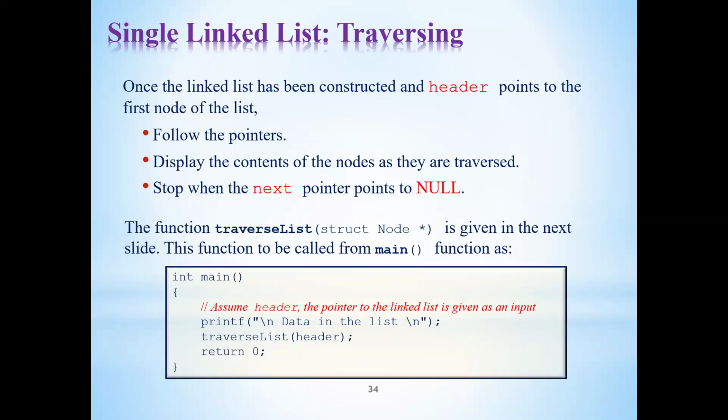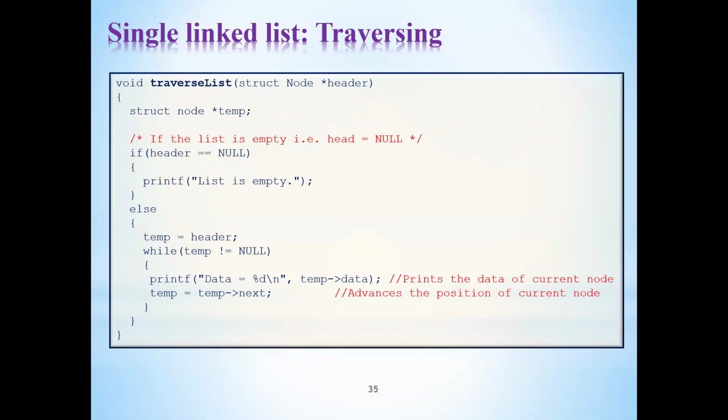So how to traverse a list? Inside main, traverse list is a user-defined function which is invoked, and the argument header is given. Without header, we cannot traverse the list. Header contains the address of the first node. So in traverse list, one argument is given as header. If header is null, it indicates that the list is empty. We can't print any data.